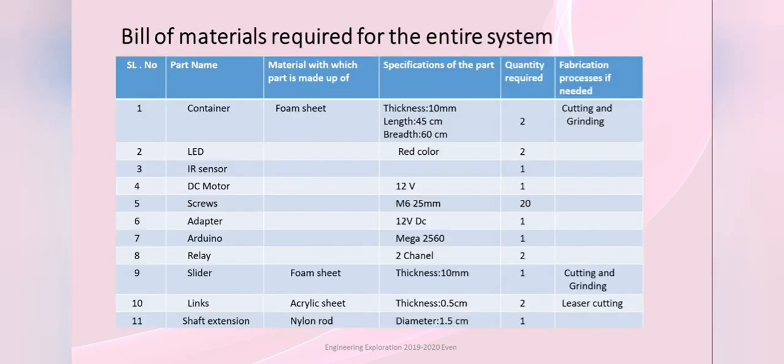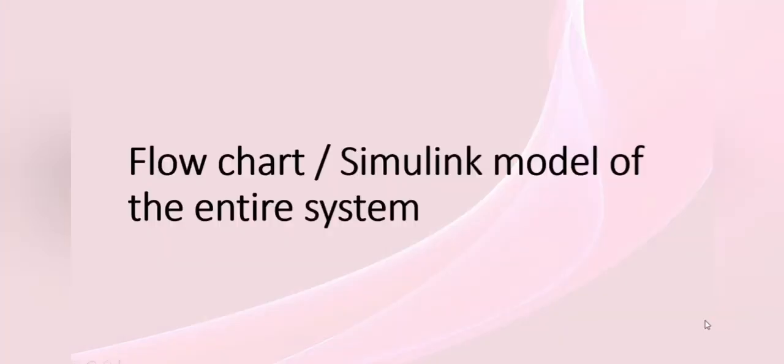Next, bill of materials. The things we required are containers, acrylic support, L clamps, slider plate which are of acrylic sheet, nylon rod for the shaft for increasing shaft length, LEDs, Arduino Mega 2560, relay module, DC motor, IR sensor which senses the plate, and adapter and the display. Now coming to the flowchart of the entire system.